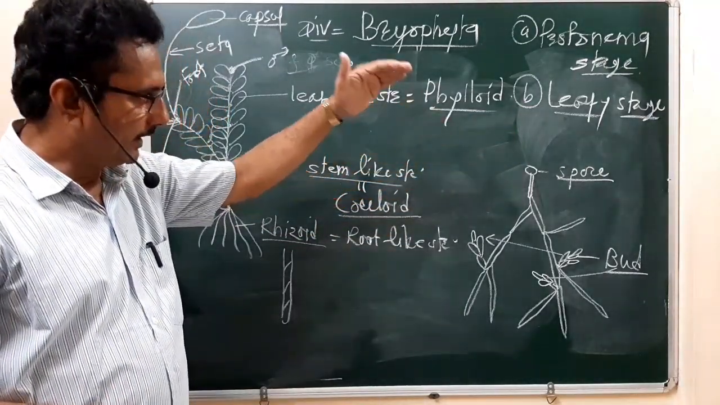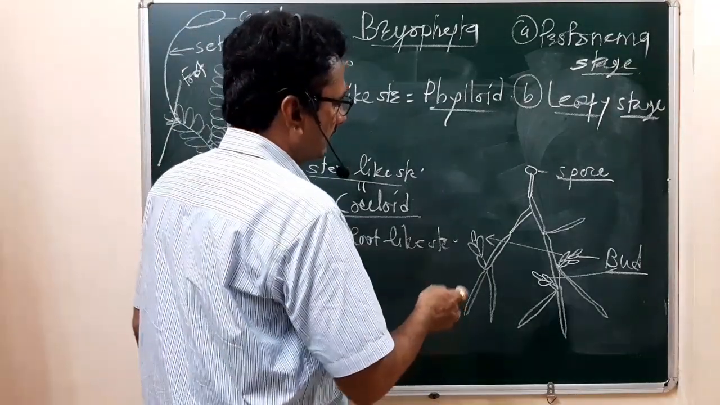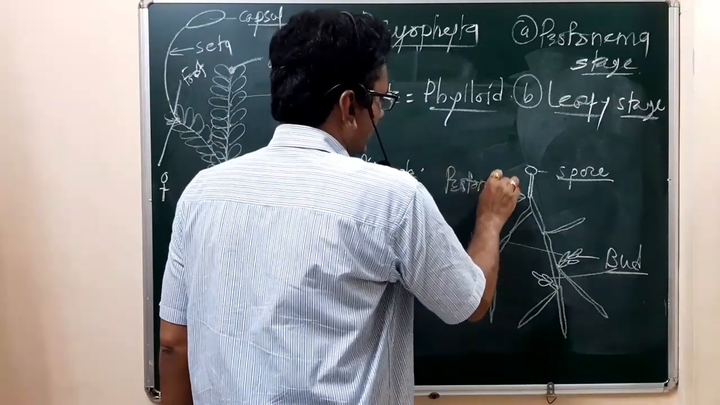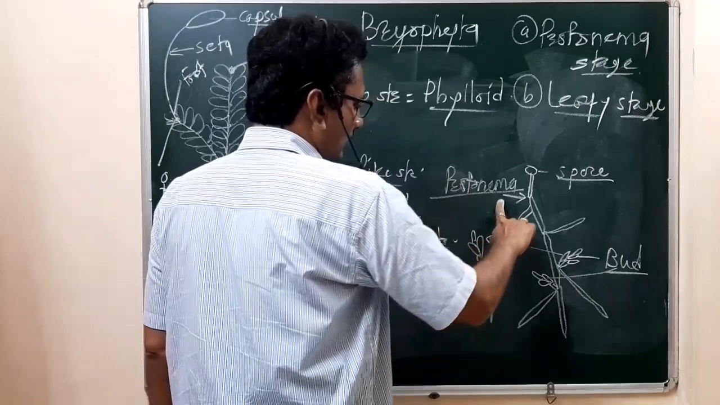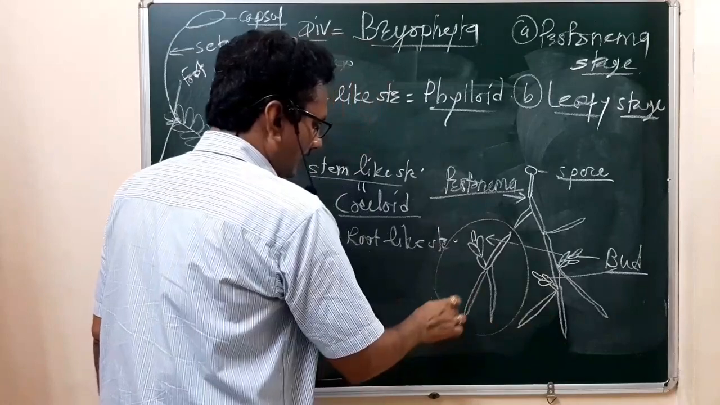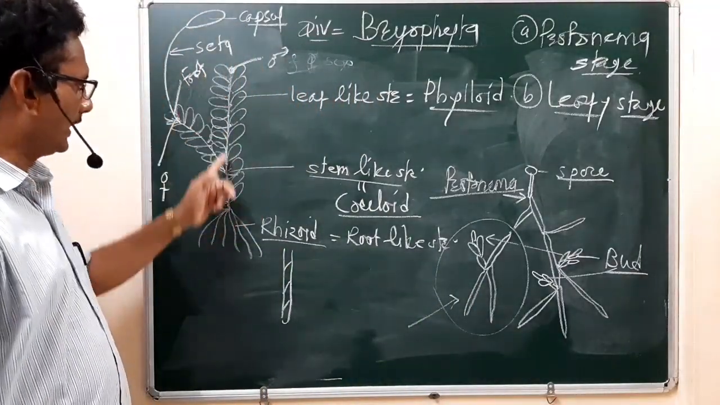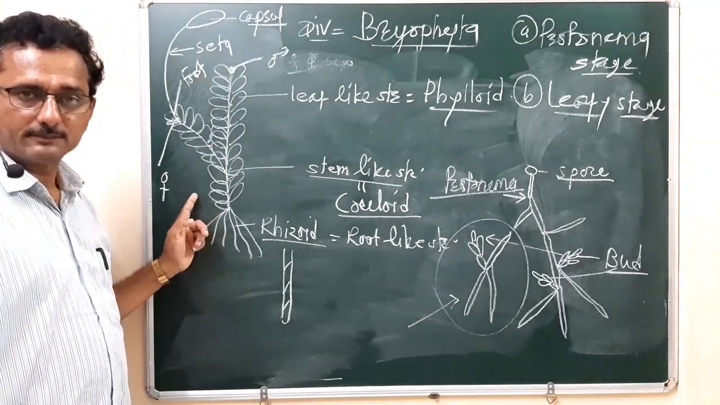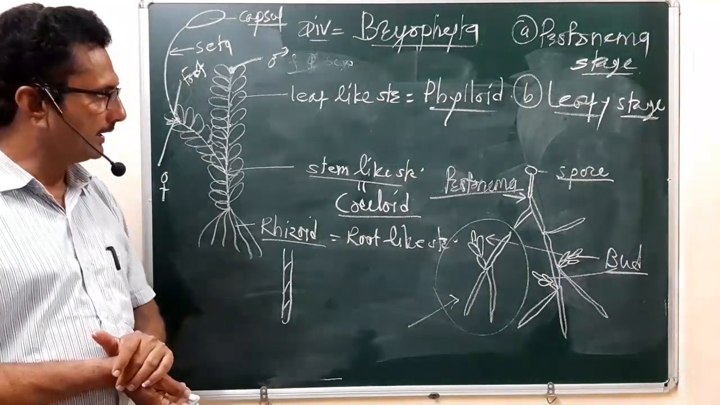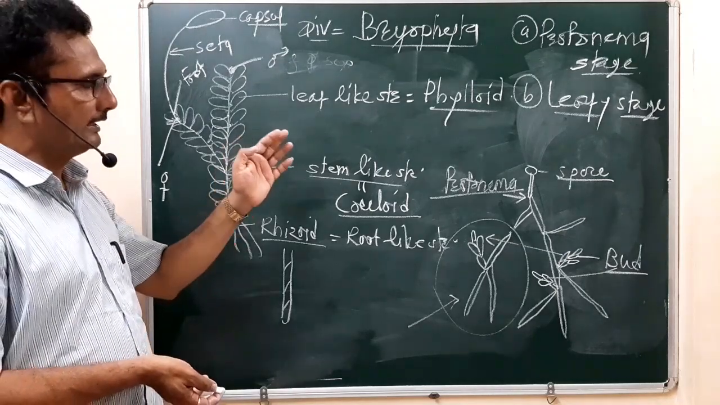And the other way of reproduction is fragmentation. In the sense, when the protonema is broken, this broken portion can independently develop a new young one, or a new gametophytic phase.